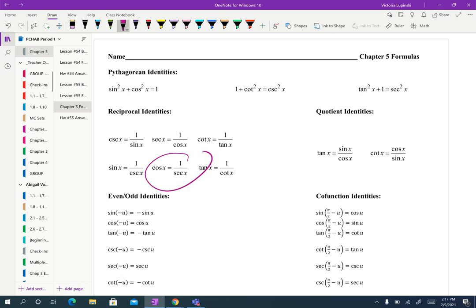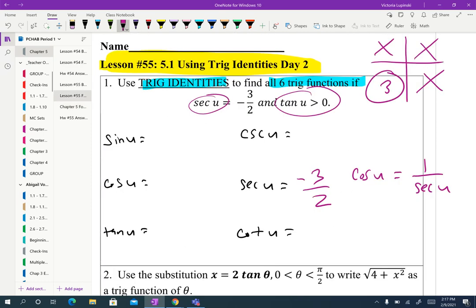And remember, it works for any variable. So the cosine of u is going to be equal to 1 over negative 3 over 2. And if you multiply by the reciprocal, you're going to safely be able to say that the cosine of u is equal to negative 2/3. And yes, it's possible you don't even have to do any work to find that answer, but I'm just trying to show you that the focus here is supposed to be on using the identities.